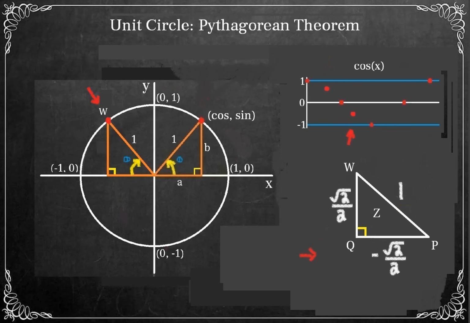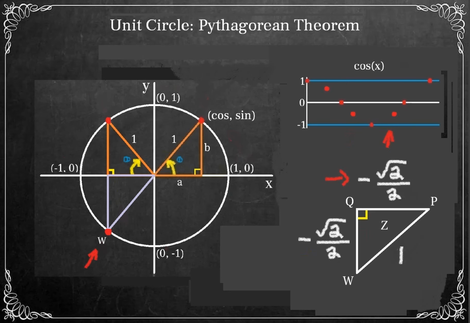Now let's plot a point between the values 0 and -1. Then inscribe triangle Z in the unit circle in the following way. In the next quadrant, now cos theta equals negative square root 2 over 2. We plot point W on the unit circle with the red arrow, then plot its cos theta value on the graph. Now let's plot a point between the values -1 and 0.